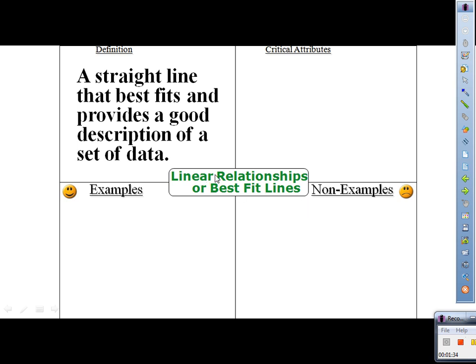Here we go. Linear relationships or best fit lines. What are they? A straight line that best fits and provides a good description of the set of data. Linear relationships or best fit lines are a straight line that best fits and provides a good description of a set of data. Example.